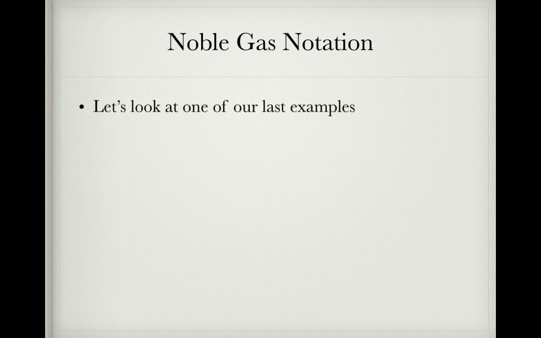Now, another way of expressing an electron configuration is through something called noble gas notation. Let's take a look at one of our last examples, aluminum. If we look at the electron configuration, we see it's 1s2, 2s2, 2p6, 3s2, 3p1. Not a particularly large example, but if we were doing something really large, like lead or bismuth down in the 80s, our electron configuration would be significantly bigger. And so for those types of elements, a different notation was created called noble gas notation.